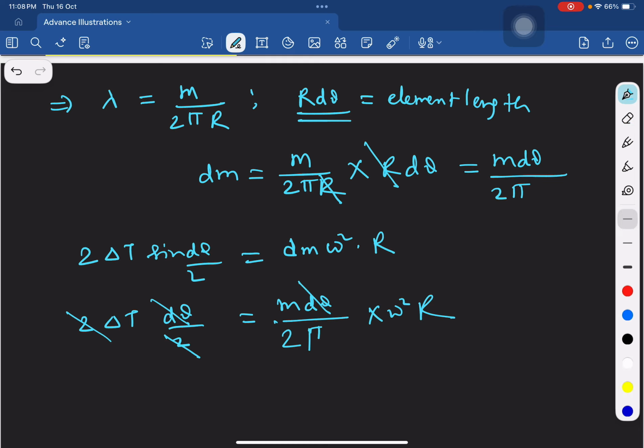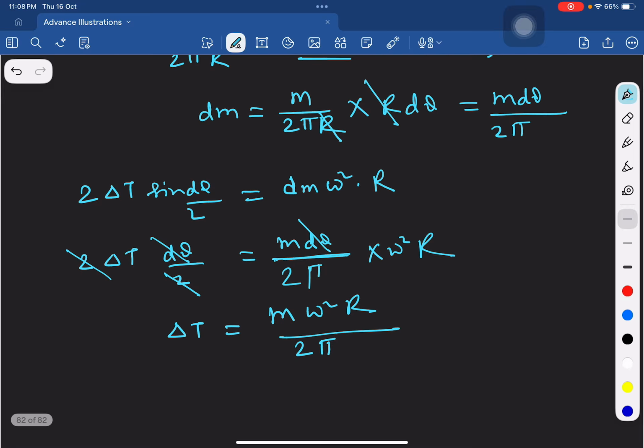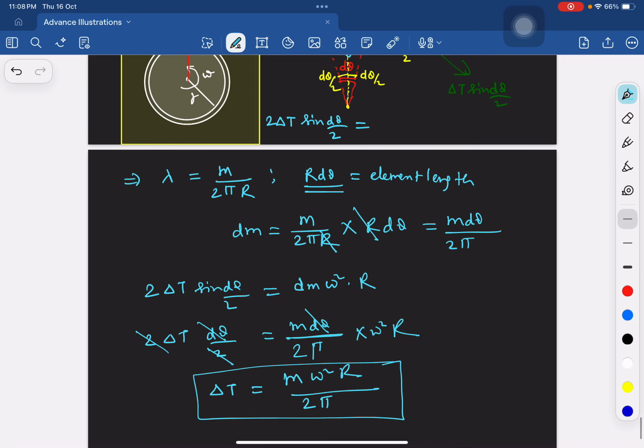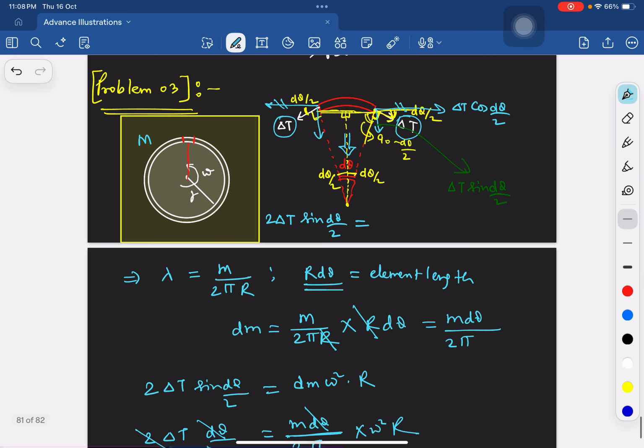So this 2 cancels, and this delta T is remaining. The delta T is nothing but, if you see, capital M omega square r divided by 2 pi. So the increase in the tension that we have found is M omega square r divided by 2 pi. Just check the calculation, I think that is correct. So this is one of the standard problems that we should know how to handle.